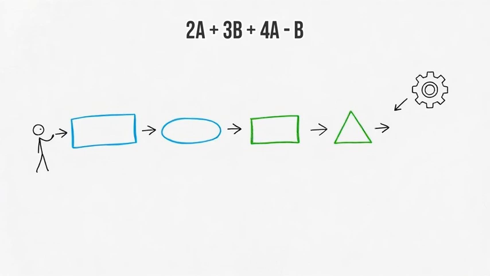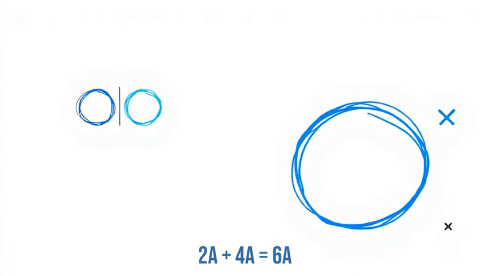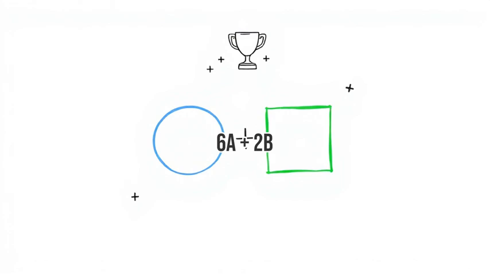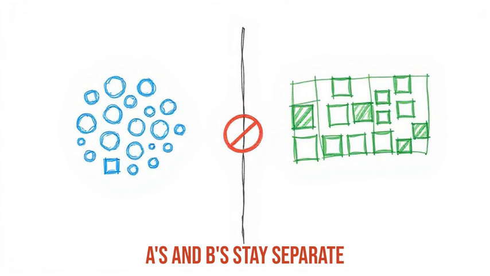Now let's mix two different letters, 2a plus 3b plus 4a minus b. Group the a terms together first. 2a and 4a make 6a. Then group the b terms, 3b and -b make 2b. So the whole expression simplifies neatly to 6a plus 2b. Notice we never mix a's and b's together.